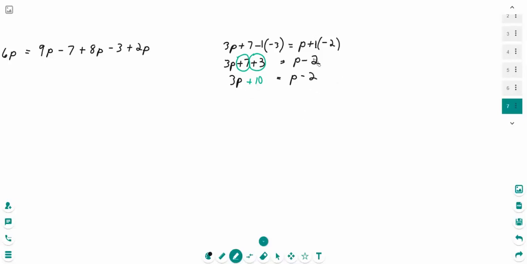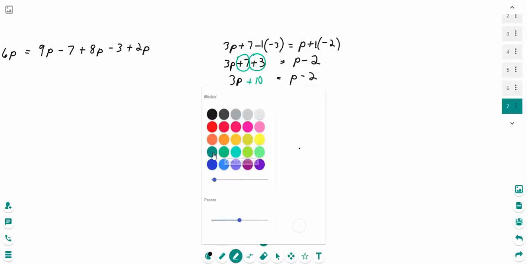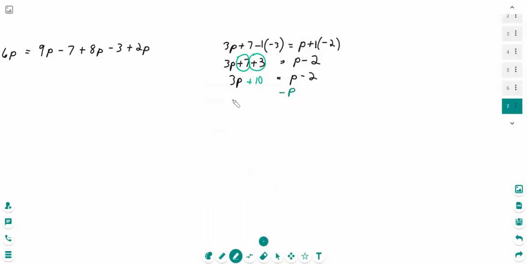We want to get our variable all on one side. So we have a 3p here and a p here. Let's move that p over, and we'll just subtract this p from both sides. 3p minus p is going to be a 2p plus 10 equals, these cross out, and we have a negative 2. Now we can subtract that 10 there.